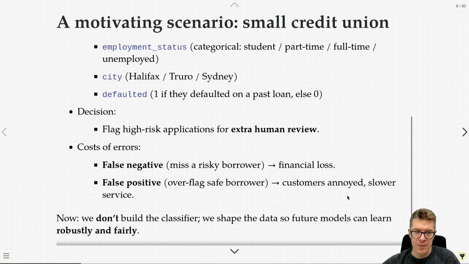So for now, we're not going to build that classifier. So we're kind of still building towards the modeling step by step through these modules. But we want to shape the data in a way that any model we build in the future will be able to learn how to do this task effectively. And when I say effective, I mean robust to all kinds of different data inputs, and also fairly.